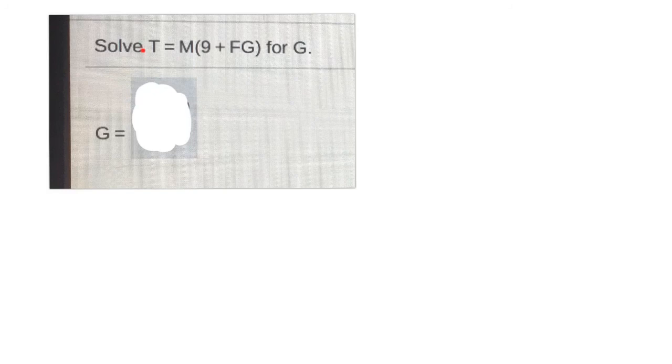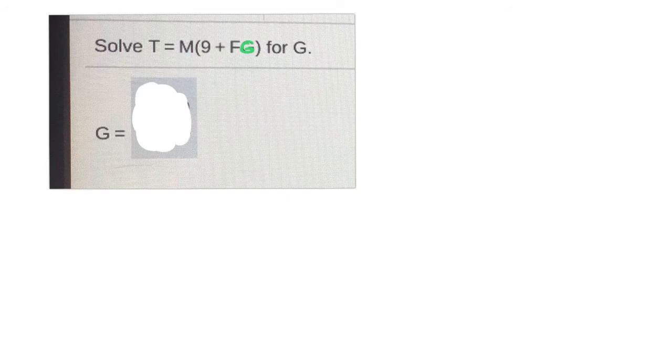Okay, solve t equals m times 9 plus fg for g. So we are trying to solve for this g right there. So go ahead and pause the video, give this one a shot, and we'll meet in a moment.